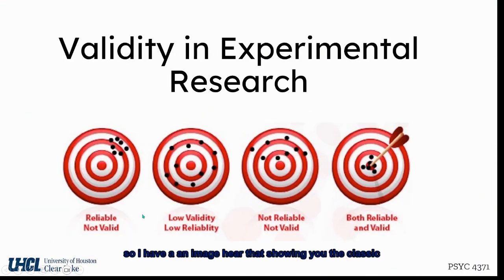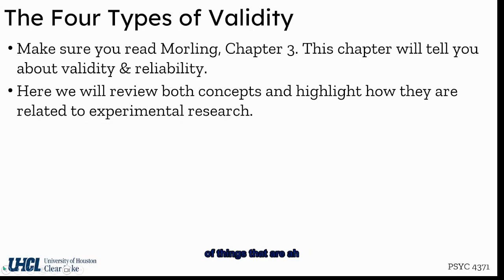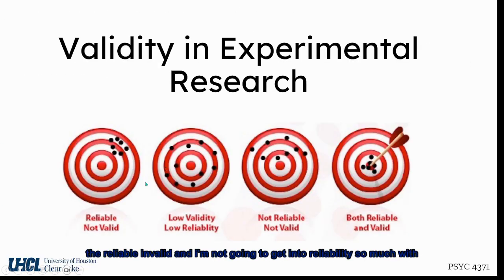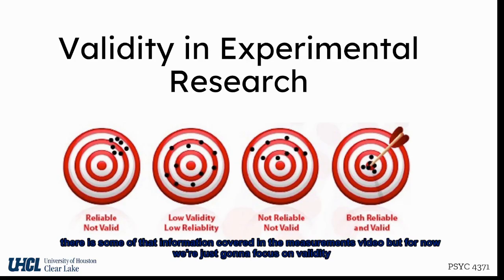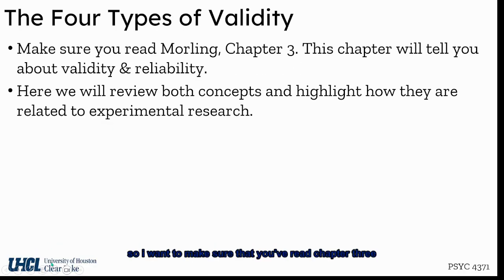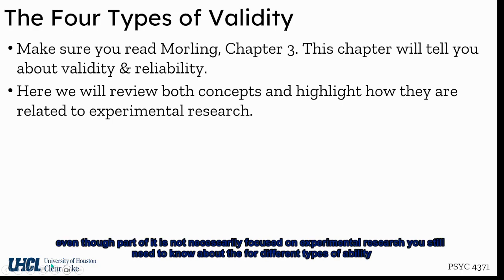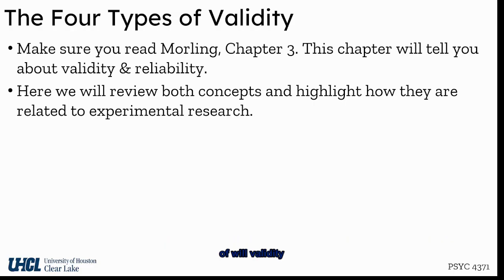So I have an image here that's showing you the classic bullseye target comparison of things that are reliable and valid. And I'm not going to get into reliability so much with this particular presentation. There is some of that information covered in the measurements video, but for now we're just going to focus on validity. So I want to make sure that you've read chapter 3, even though part of it is not necessarily focused on experimental research. You still need to know about the 4 different types of validity.